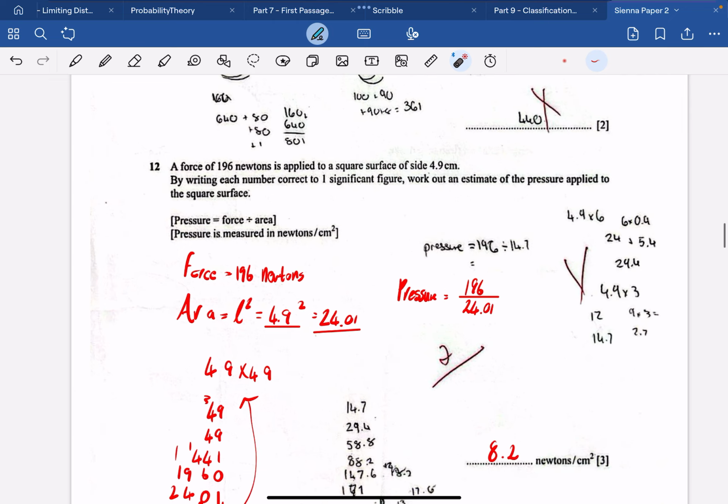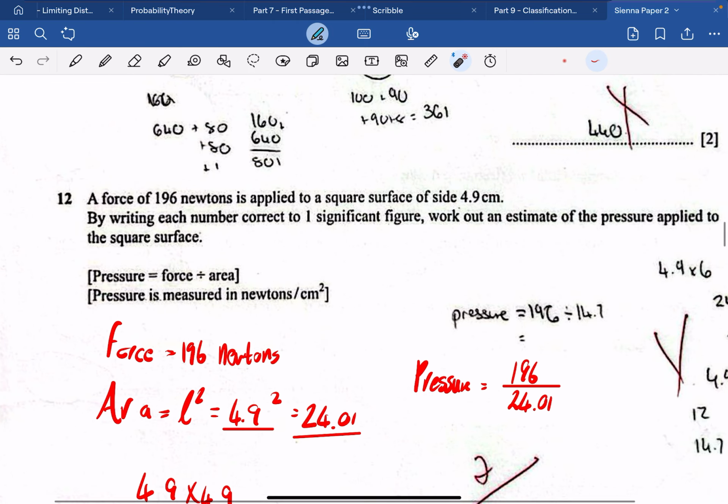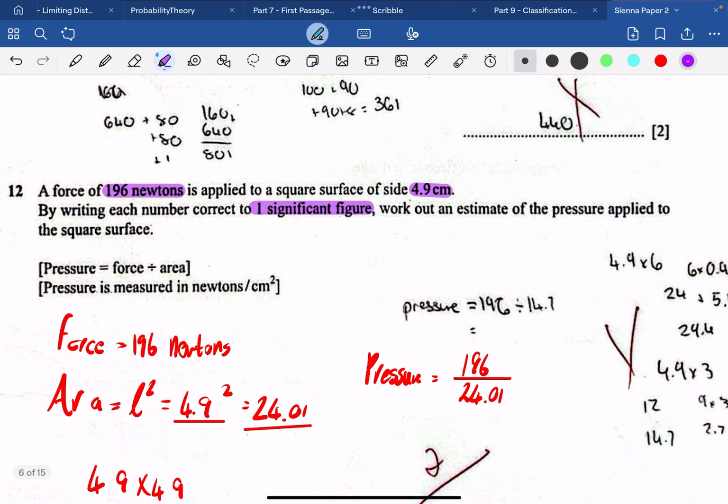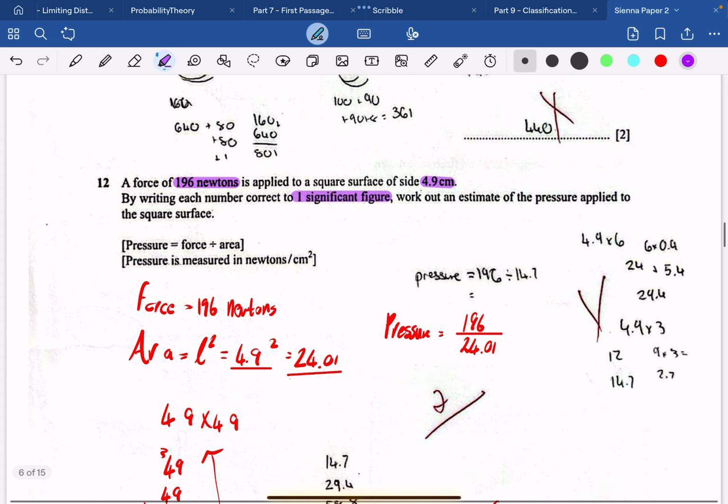So, first thing, question 12. A force of 196 newtons is applied to a square surface with side 4.9 centimeters. By writing each number correct to one significant figure, work out an estimate of the pressure being applied to the square surface.